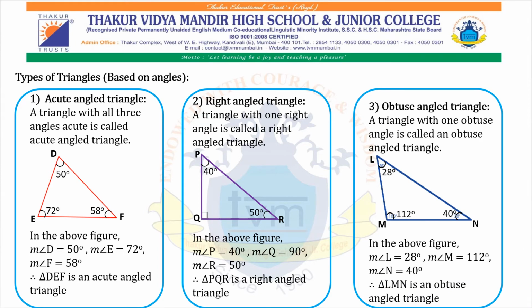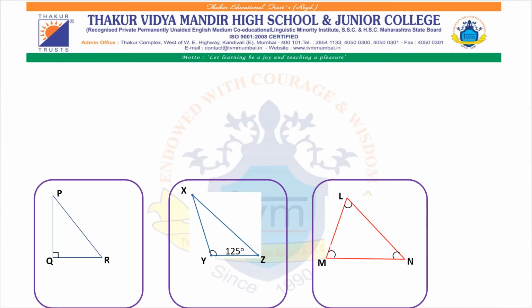Next is the obtuse angle triangle. A triangle with one obtuse angle is called an obtuse angle triangle. In the above figure you can see measure of angle L is 28 degrees, measure of angle M is 112 degrees, and measure of angle N is 40 degrees. Here measure of angle M is 112 degrees, that is one obtuse angle. Therefore triangle LMN is an obtuse angled triangle.